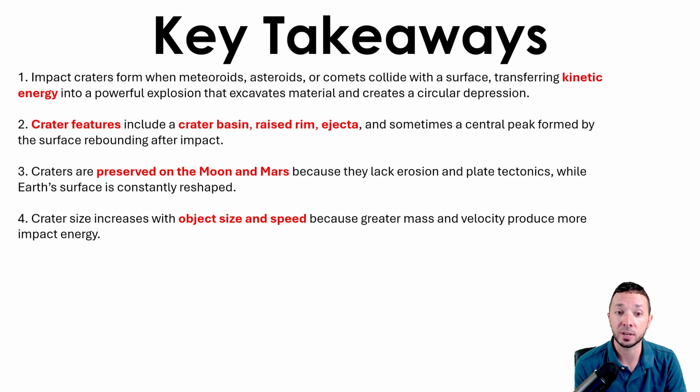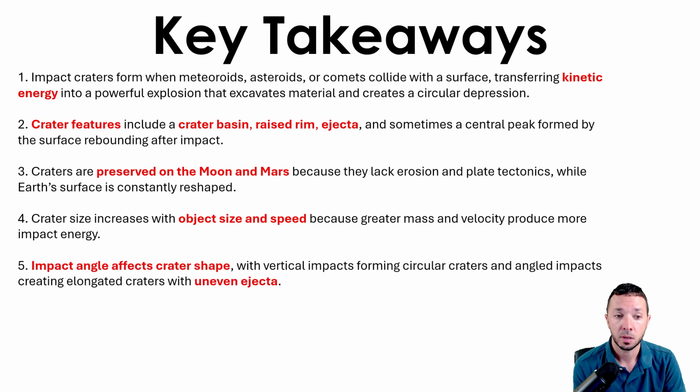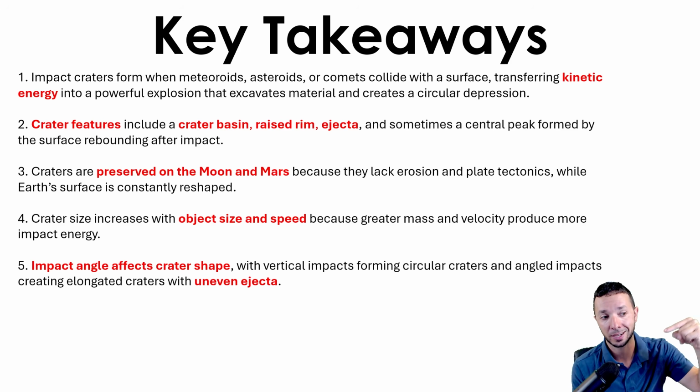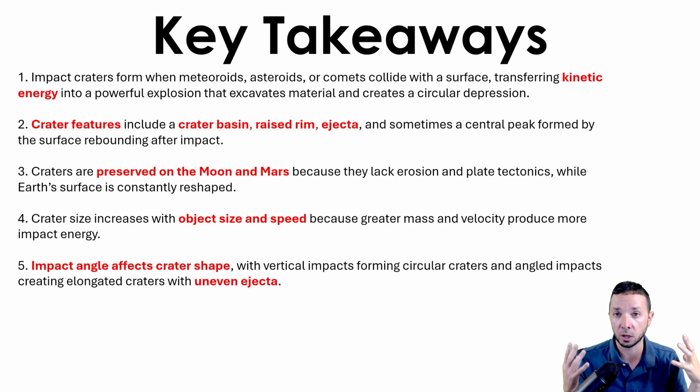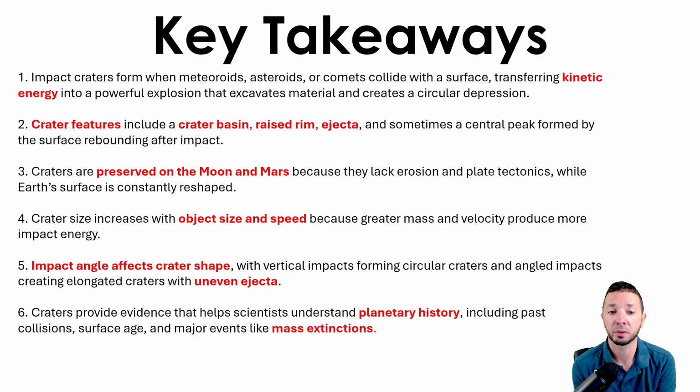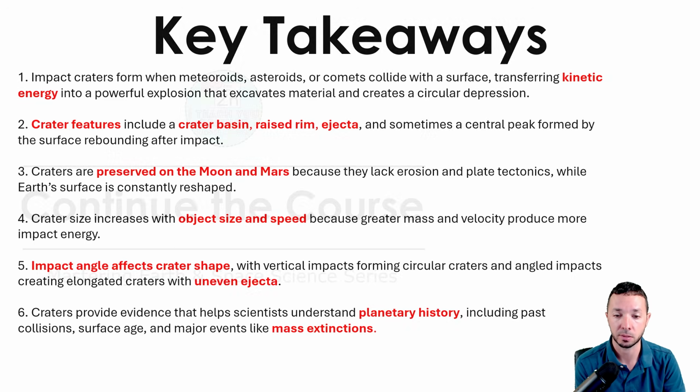Crater size increases with object size and speed because the greater mass and velocity produce more impact energy. Impact angle affects the crater shape, with vertical impacts forming circular craters and impacts at an angle creating elongated craters with uneven ejecta patterns. Craters provide evidence that helps scientists understand planetary history, including past collisions, surface age, and major events like mass extinctions.